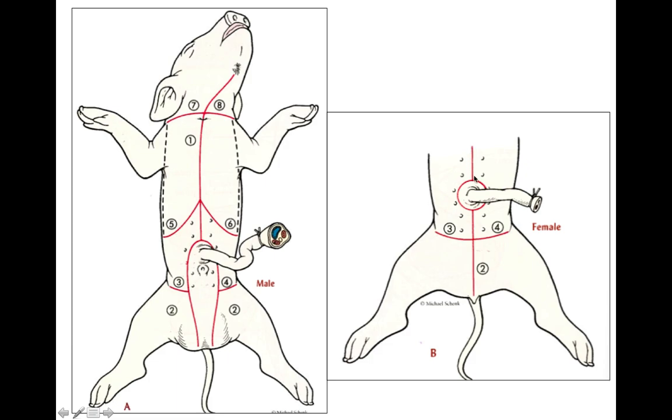If you have a female pig, it will be very similar, but instead of making two cuts to the side of the umbilical cord, you'll just make one incision that goes all the way around the umbilical cord, making sure that the umbilical cord remains attached.